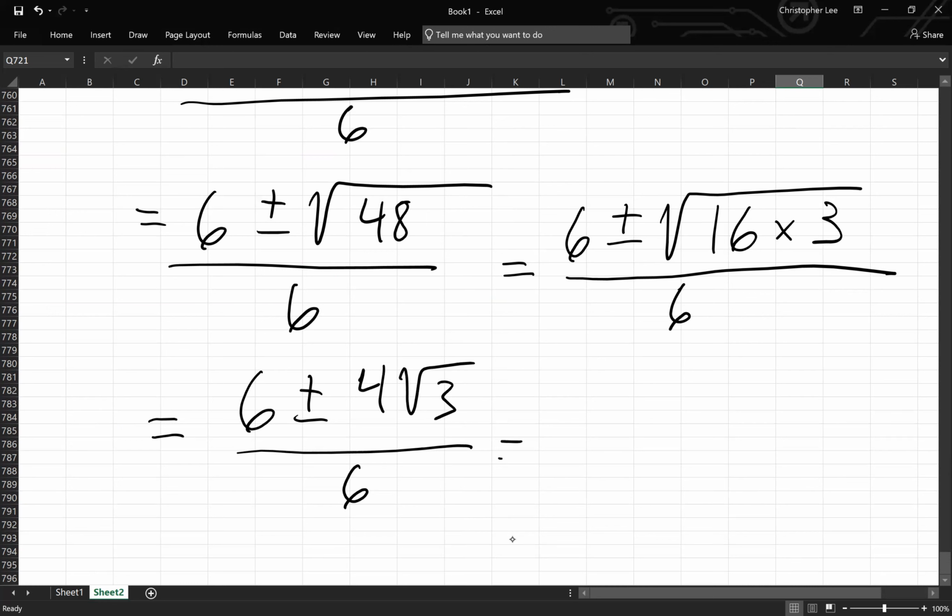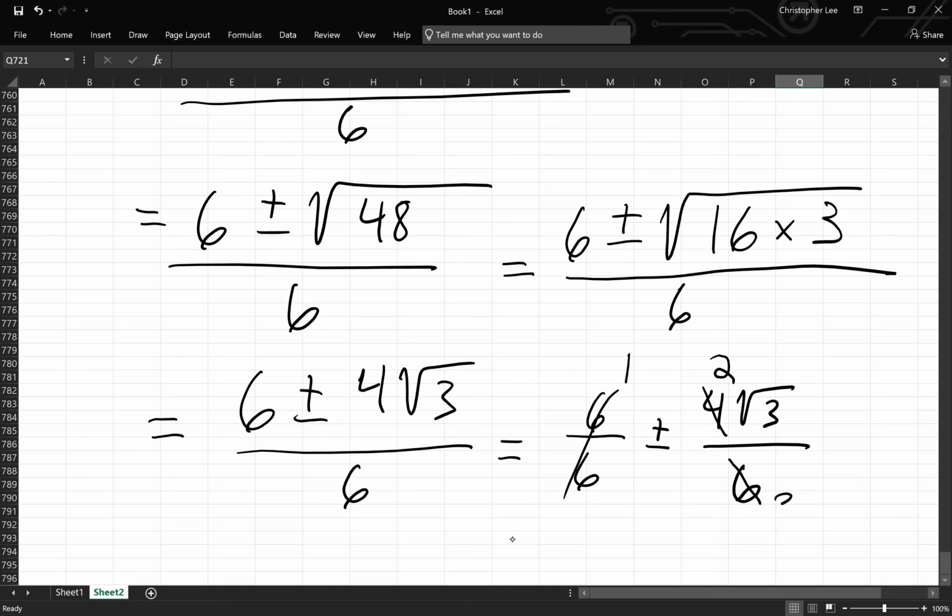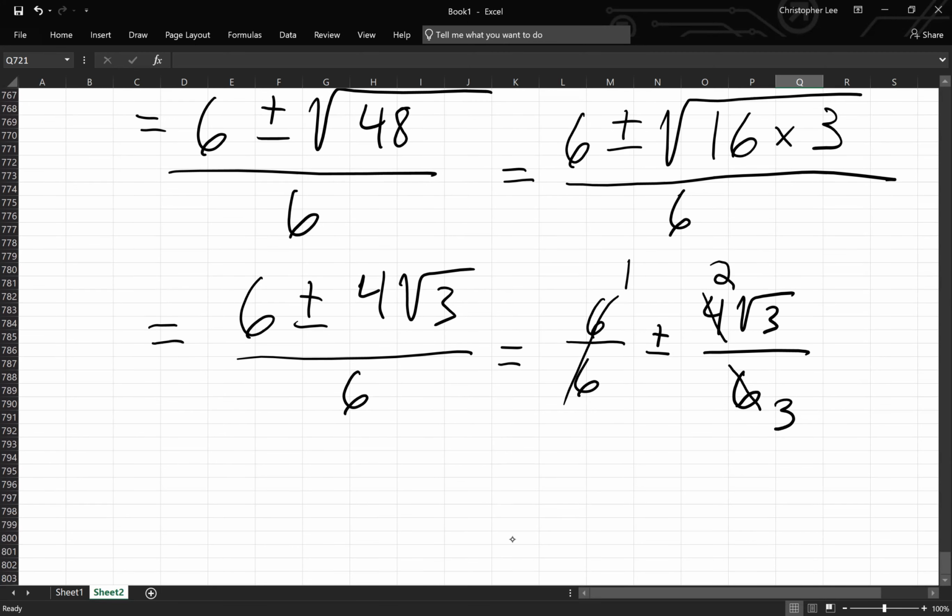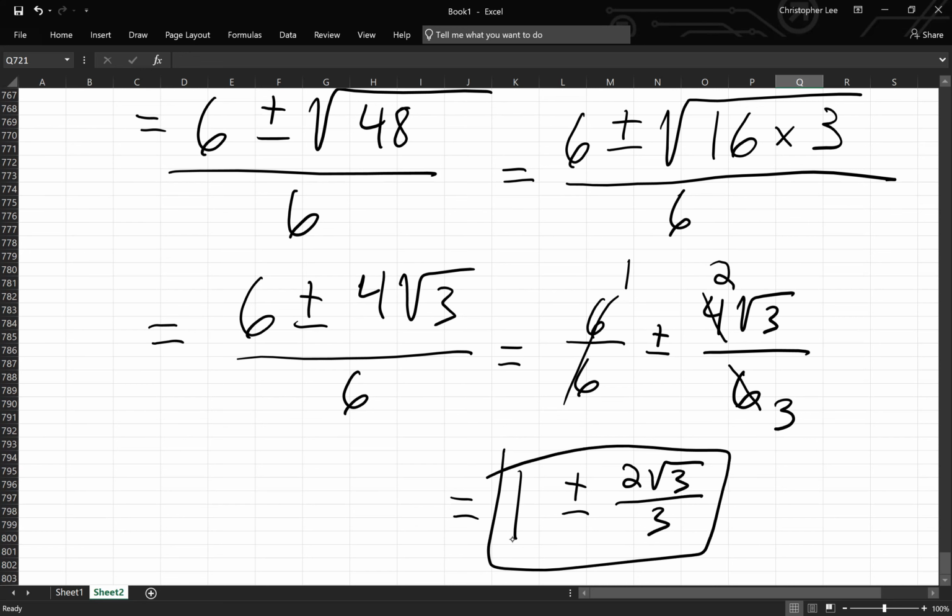Now we could kind of reduce this a little bit, right? We have 6 over 6 plus or minus 4 square root 3 over 6. So yeah, we could cancel these out and call that 1. And then 2 goes into 4 2 times, and 2 goes into 6 3 times, right? So my final answer would be 1 plus or minus 2 square root 3 over 3. Questions on it?